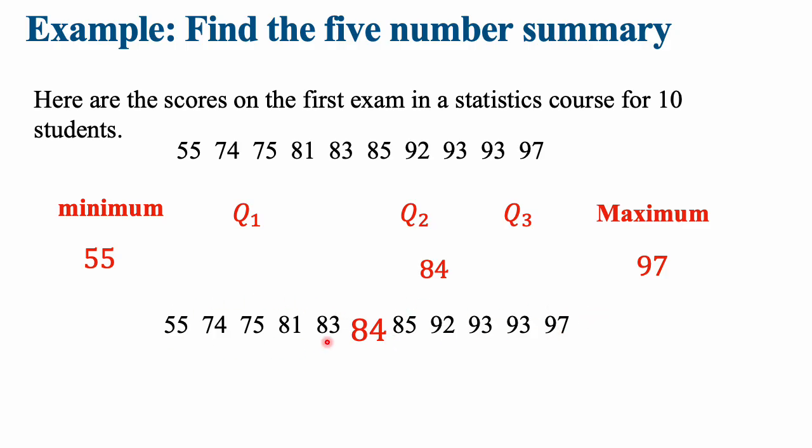Then look at the first half and find its median. 1, 2, 3, 4, 5. That's an odd number of values, so you can find the middle. The middle is 75, right? That's the first quartile. Guys, make sense? Now, the third quartile, from the second half. 1, 2, 3, 4, 5. What is the middle? 93. That's the third quartile. So now you have found all 5 numbers: minimum, first quartile, second quartile, third quartile, and maximum.